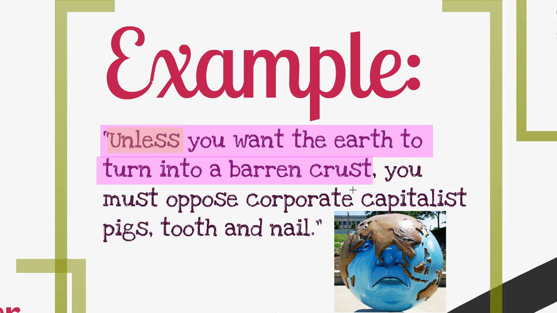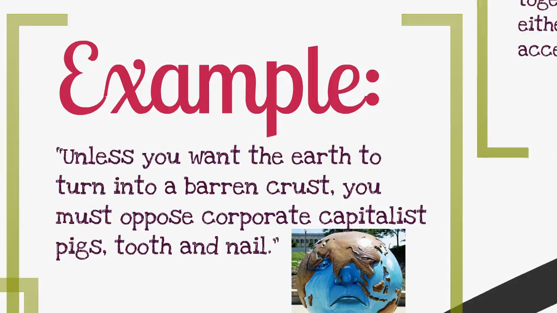So do you want the earth to turn into a barren crust? Well, most of us would agree on this. No, we don't want that to happen, right? That's a pretty reasonable statement. The statement that follows, that's connected to it with the unless, is where some of us might disagree, right? You must oppose corporate capitalist pigs tooth and nail. It even uses a very negative connotation in there as well. So we wouldn't all agree on the second part. Most of us would agree on the first part, and because it uses that if or unless word, it connects these two things and says you have to accept them together. It's a very tricky way of wording things and connecting ideas that an author uses.